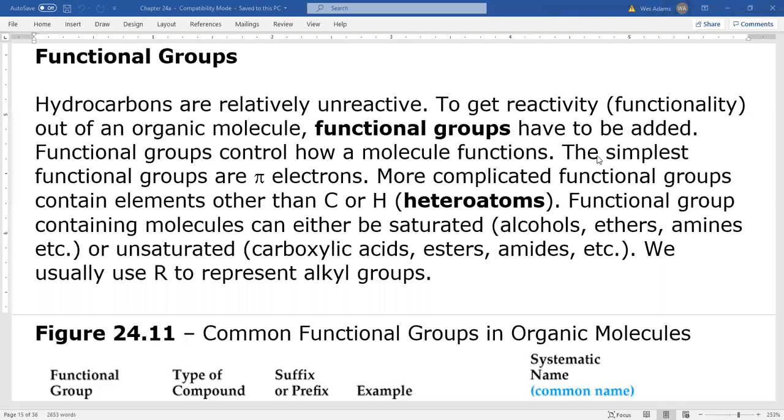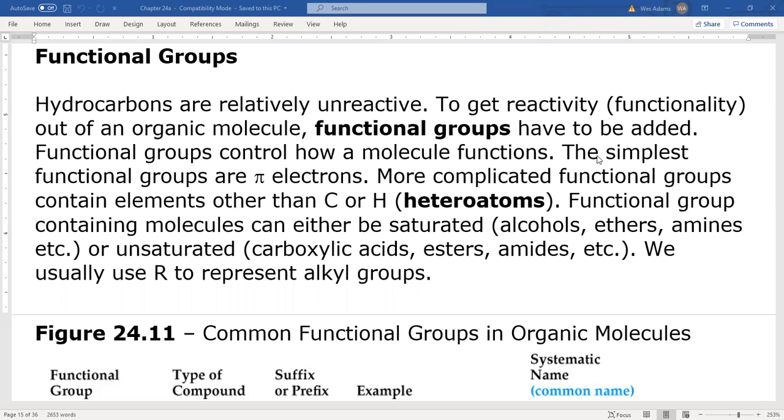All right, let's talk a little bit about functional groups. Now, your hydrocarbons are very unreactive, except for most notably combustion. You can get addition to some of those double and triple bonds. But a lot of times, the functionality or reactivity occur from functional groups. Just a straight alkane is not very reactive.